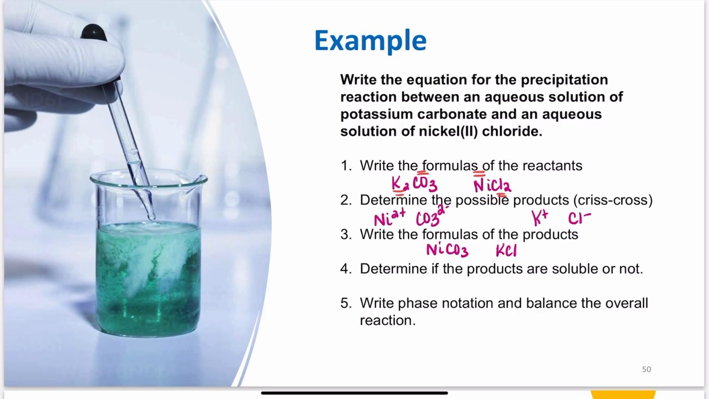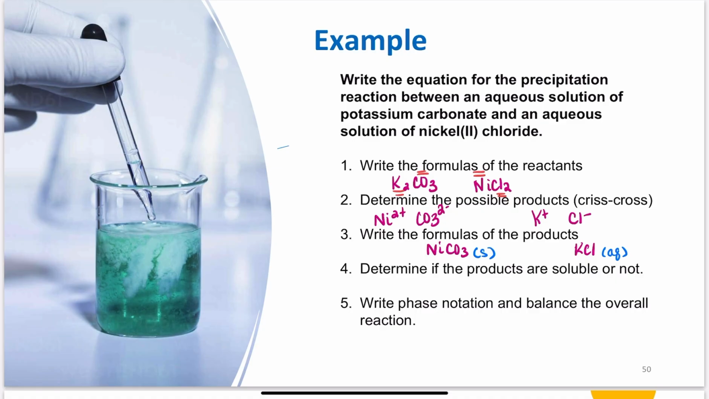Okay. Examine if the products are soluble or not. If both products are soluble, it is a no reaction. Nothing will happen. Nothing's going to form. But if one of them is insoluble, it's the formation of that insoluble product that allows the reaction to proceed. So I know that KCl is soluble because potassium salts are always soluble. They're a group 1 salt. But nickel carbonate is insoluble. Carbonates are often not soluble, and nickel is not one of my exceptions to that solubility rule. So I've got nickel carbonate as insoluble and KCl as soluble.